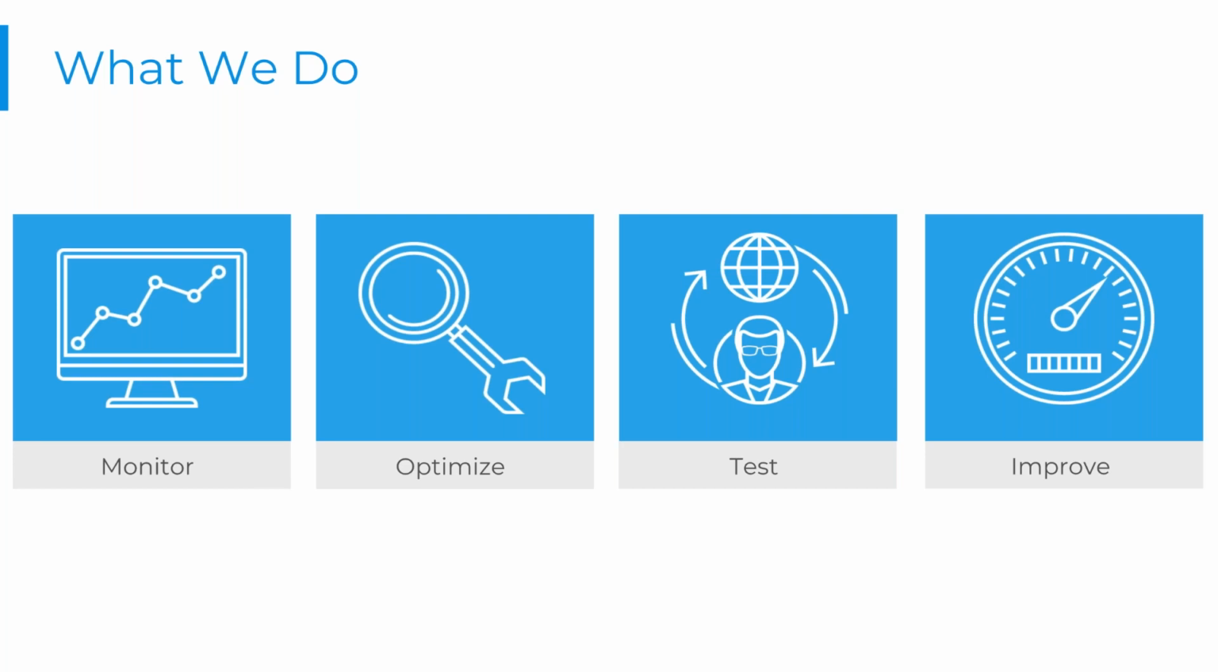Anything that we see that might need to be optimized, we do it as soon as we see that the optimization is necessary. We test out new ways for your quality score to improve, and once those tests are successful, we improve upon them by implementing the changes. Everything is done behind the scenes, and we're constantly doing all four of these every single day.